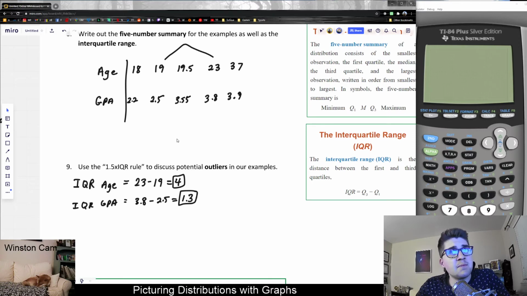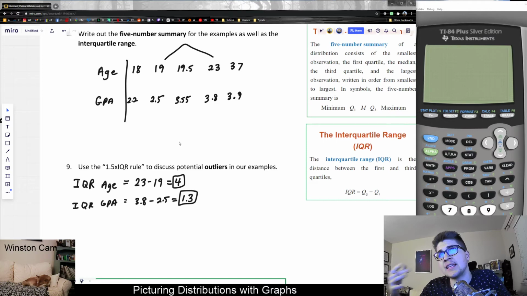So last but not least, to wrap up this video, what we call the 1.5 IQR rule. I didn't actually put it in our packet, but basically it's a standardized way of defining what an outlier is. So the 1.5 times IQR rule says that any data point which is more than 1.5 times the IQR away from the interquartile range is called an outlier.